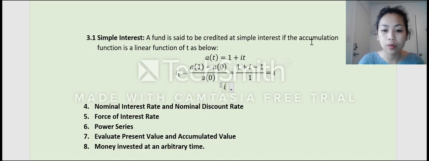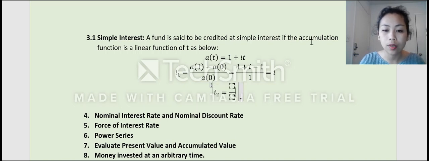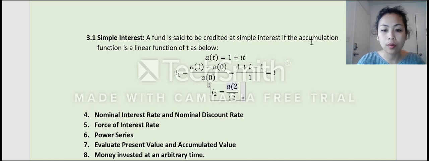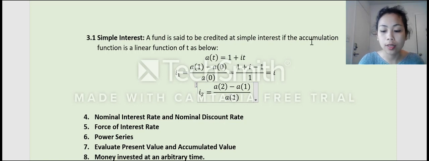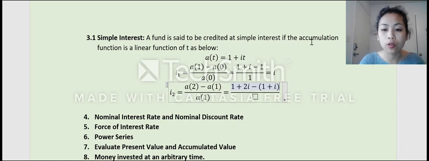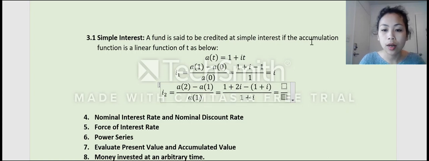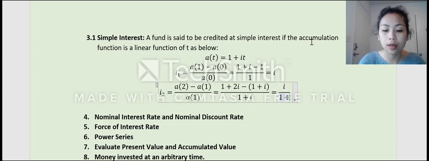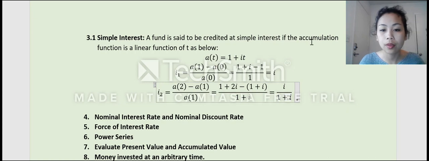i_2 equal to (A(2) minus A(1)) over A(1). So that's equal to ((1 plus 2i) minus (1 plus i)) over (1 plus i). And that's equal to i over (1 plus i). And so on.